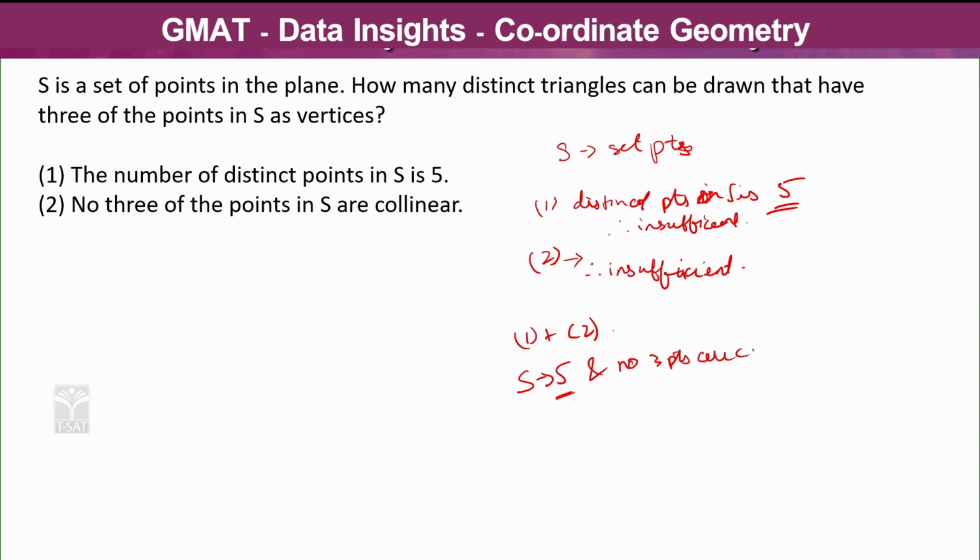So, this is enough to say that the number of triangles will be equal to 5C3. You just have to select any 3 points from the 5. So, therefore, this statement alone is sufficient. You do not need to solve for it. You can say directly that this is sufficient to answer the question. Therefore, when statement 1 and statement 2 alone are not sufficient to answer the question, but statement 1 and statement 2 together are sufficient to answer the question, the answer option becomes C.